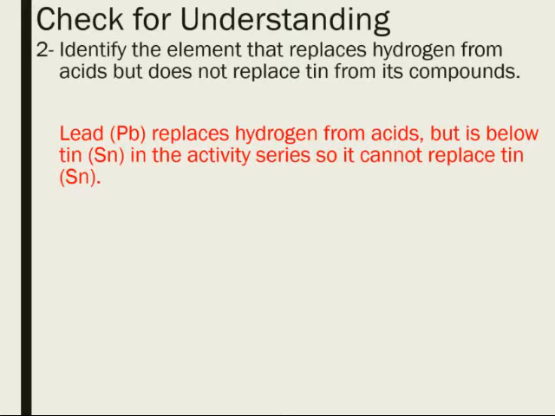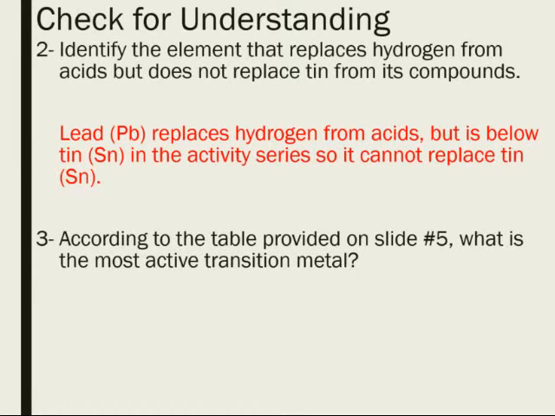Remember, the location on the activity series speaks directly to its relative activity. So the fact that tin is listed before lead means that lead will not replace tin. In fact, it's tin that would replace lead. Try another one. According to the table provided on slide 5, what is the most active transition metal? Please press pause and generate an answer now.